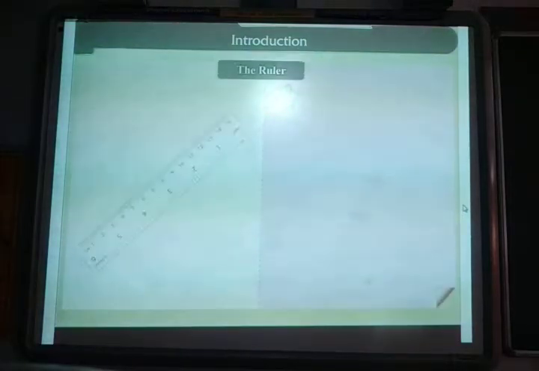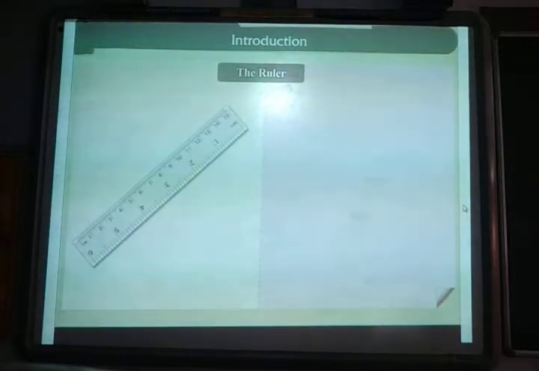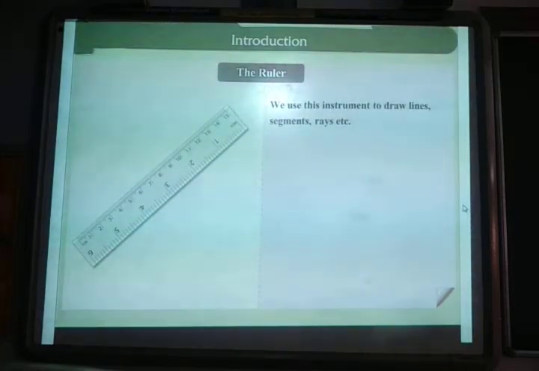We already know the instruments which are there in a geometry box. Let us quickly revise the names and a few of their uses. 1. The ruler. We use this instrument to draw lines, segments, rays, etc. We also use the scale on the ruler to measure distances.